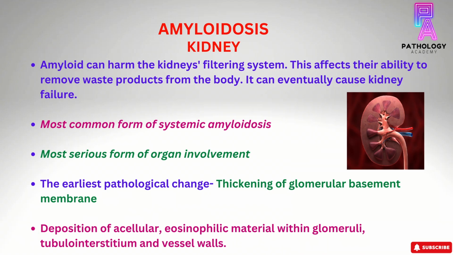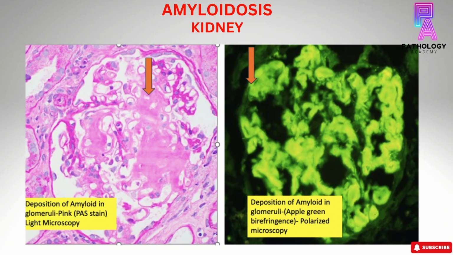Coming to specific amyloidosis. Amyloidosis which affects the kidney. Well, amyloid can harm the kidney's filtering system. This affects its ability to remove waste products from the body. It can eventually cause kidney failure. It is the most common form of systemic amyloidosis, and kidney is the most serious form of organ involvement. The earliest change noticed in amyloidosis of the kidney is the thickening of the glomerular basement membrane.